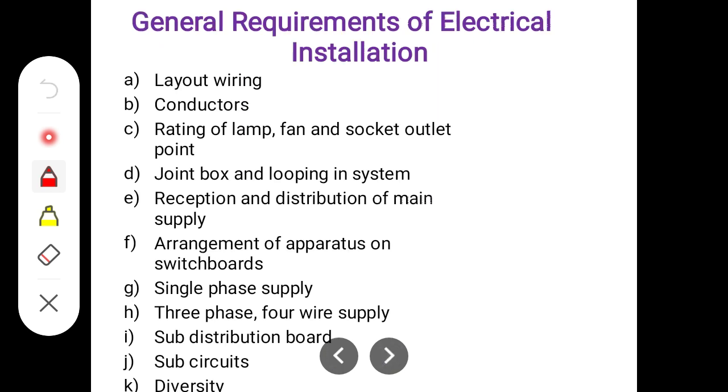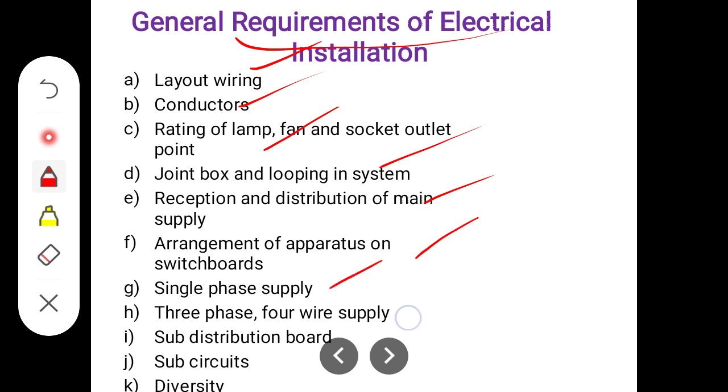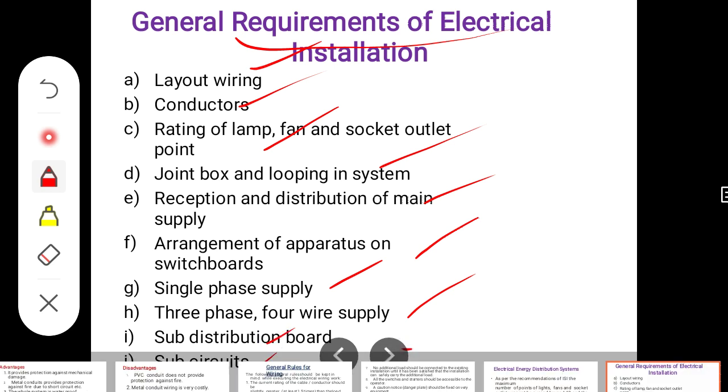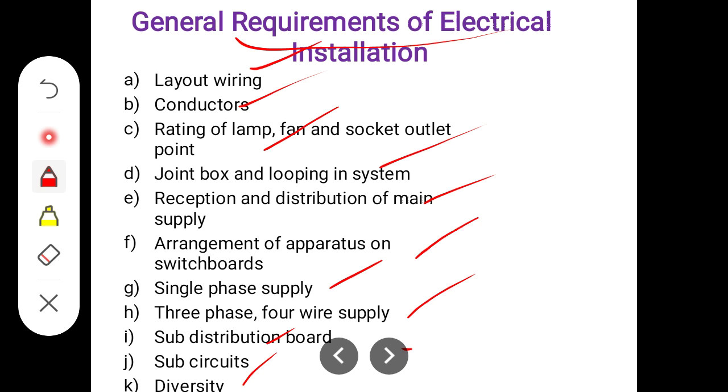General requirements of an electrical installation: the layout of wiring, conductor, rating of the lamp, fan, socket outlet, junction box, looping system, reception, distribution arrangement, operators and switchboards, single phase supply, three phase supply, four wire supply, sub distribution board, sub circuit, diversity. So these are the general requirements of the installation.